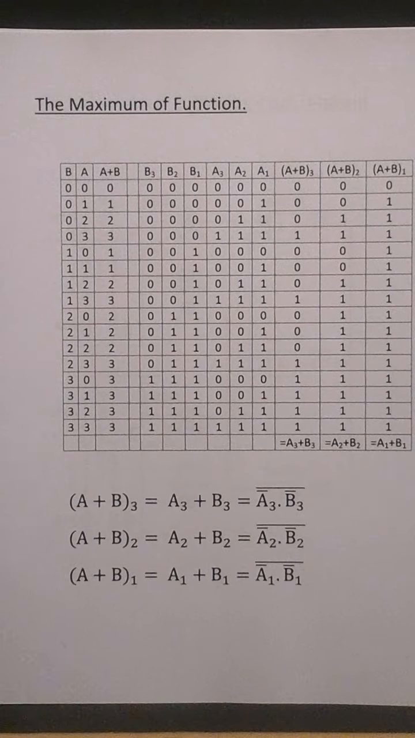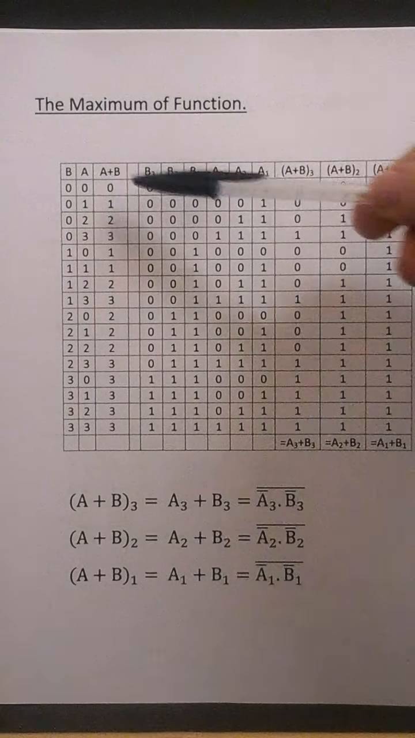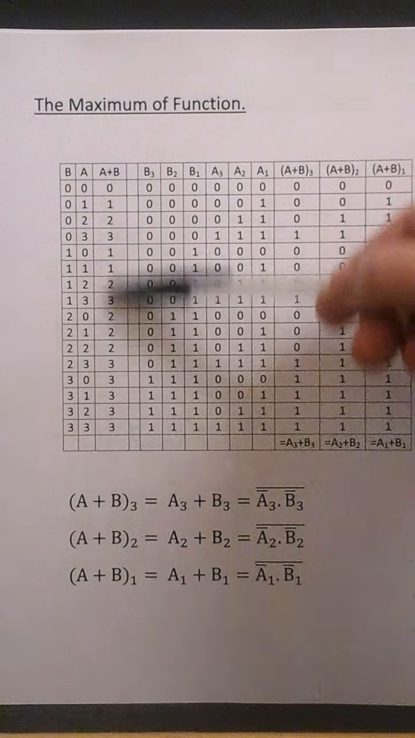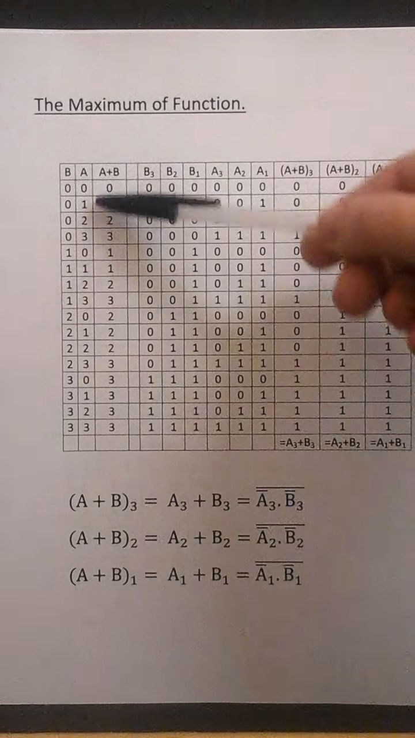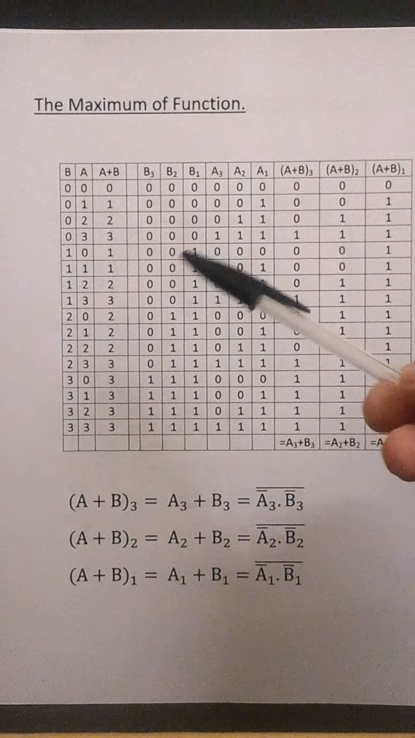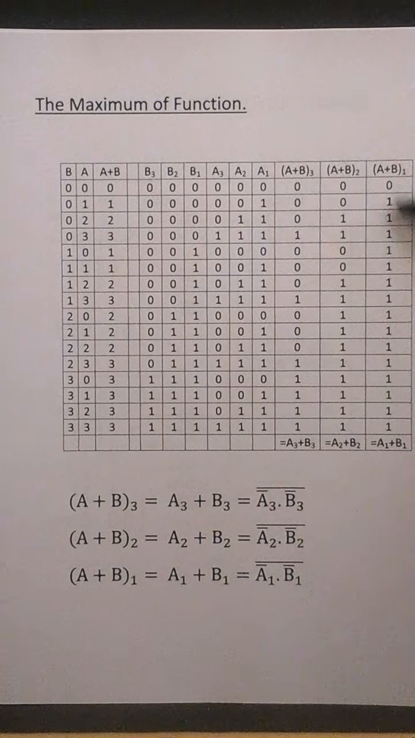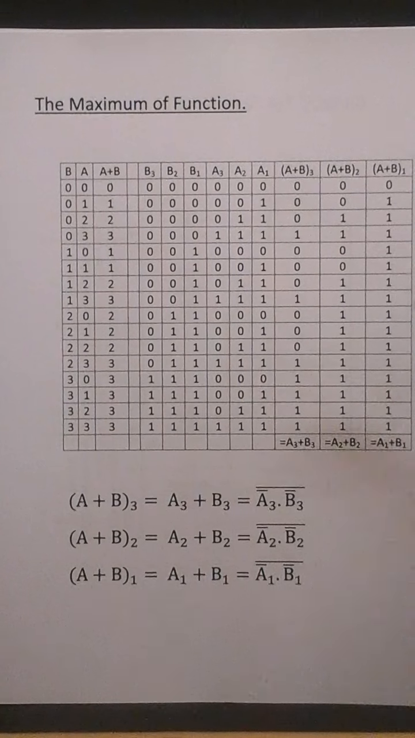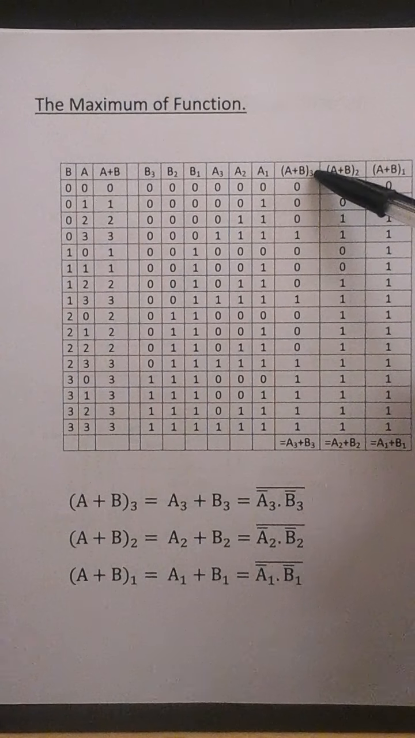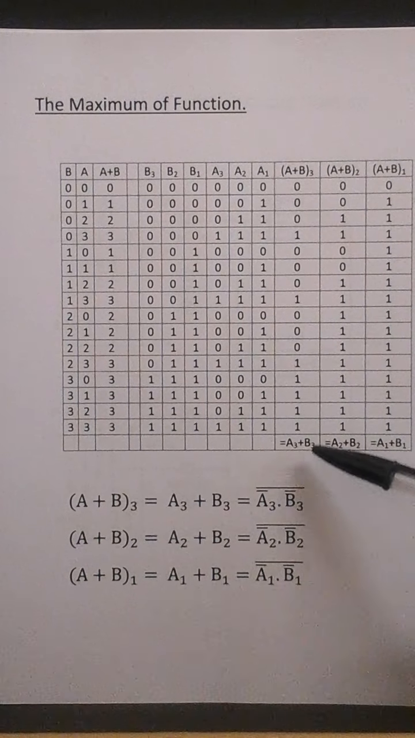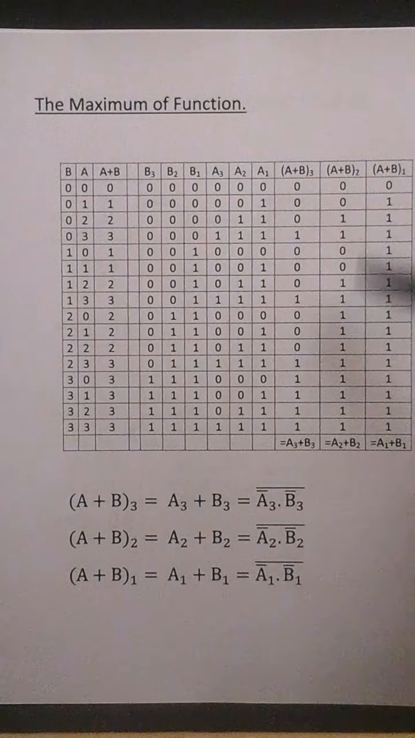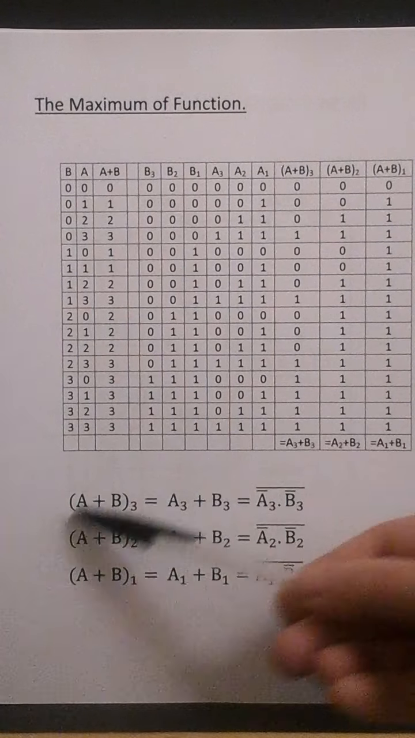So this is a maximum function, output A max B, with inputs A and B. Same coding for the inputs, same coding for the outputs. So A max B3 is A3 or B3, A max B2 is A2 or B2, A max B1 is A1 or B1. So that's written here.